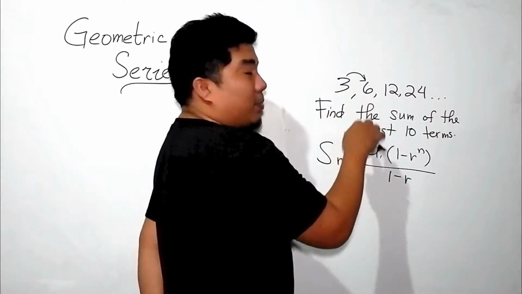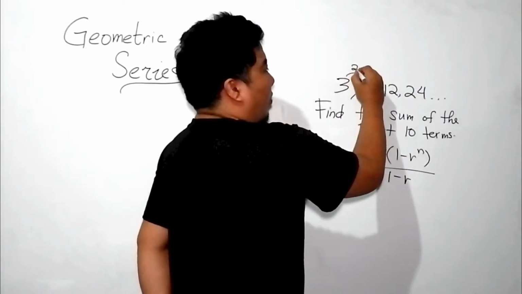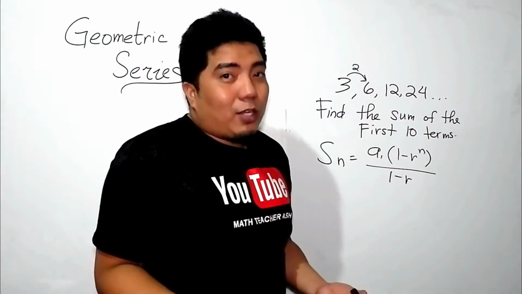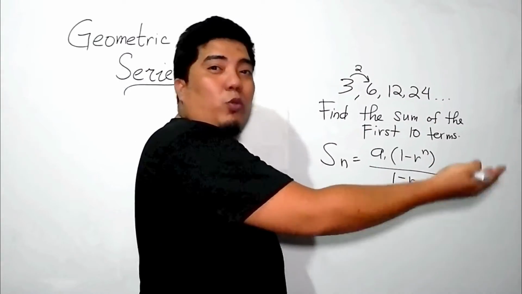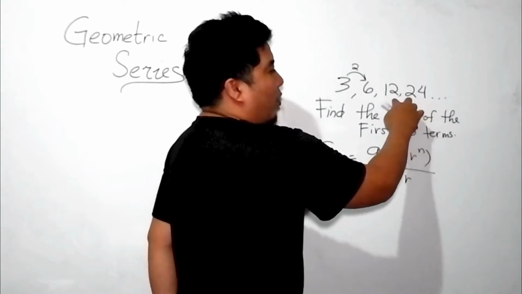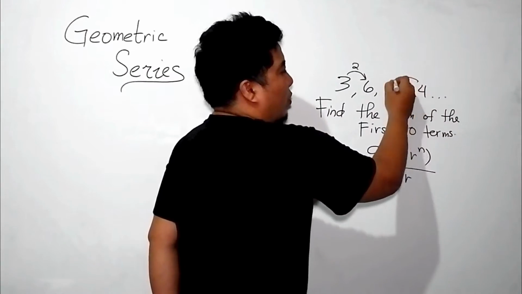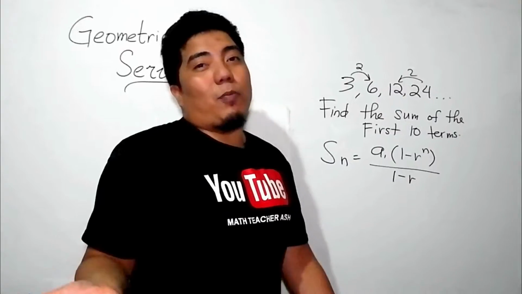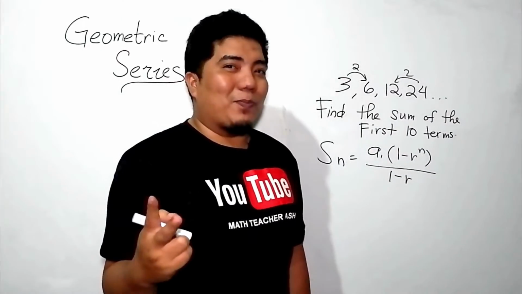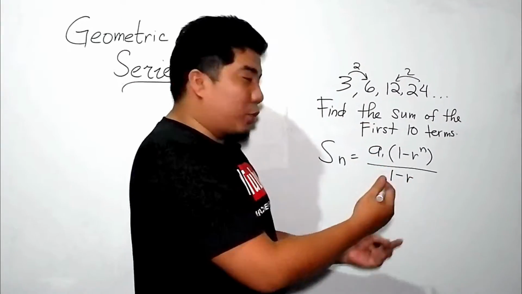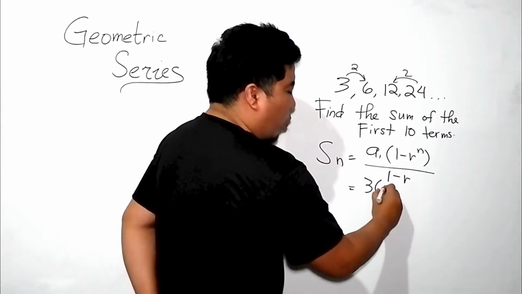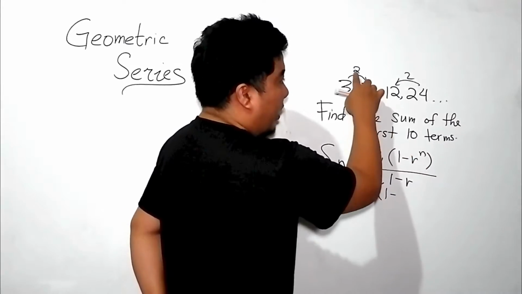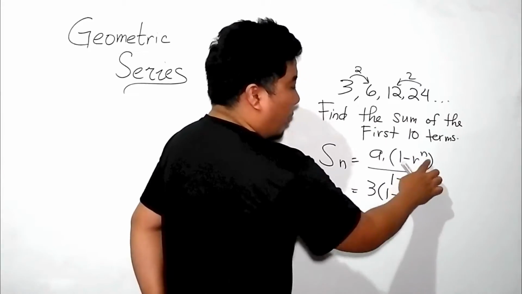So, 3 is multiplied by 2 in order to get 6. Another way is by dividing the latter term by its previous. That is 24 divided by 12. That is also 2. Therefore, the common ratio is positive 2. Okay. So, by just substituting, we have a sub 1 that is 3. Then 1 minus, our r is positive 2 to the power of n.